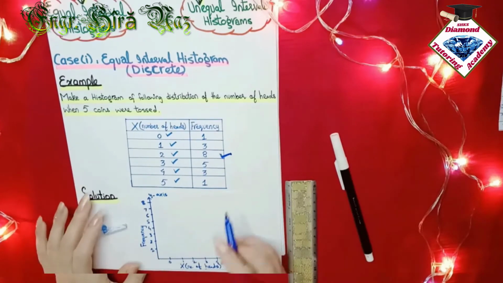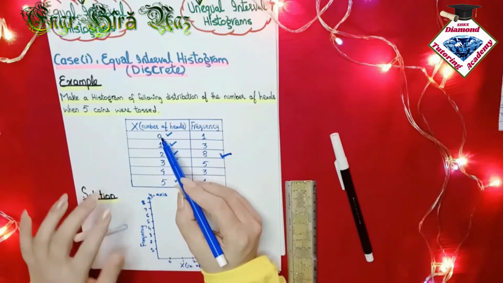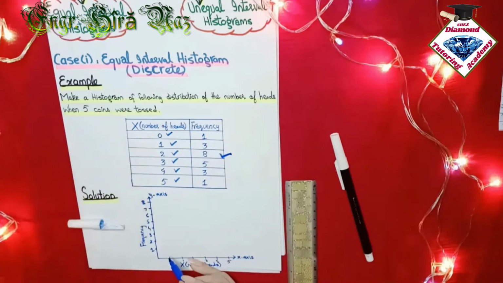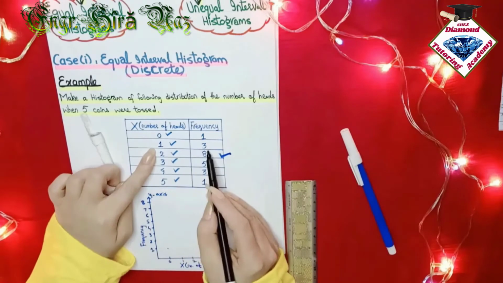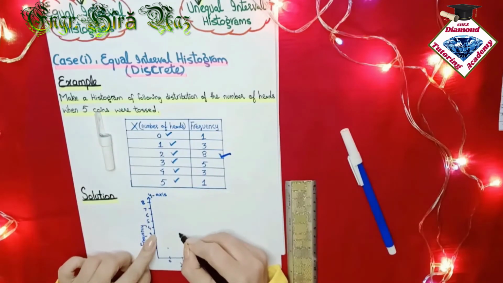Understand? Now look at the table. When the number of heads, or you can say our variable, is 0, our frequency is 1. Mark them with a dot. When our variable is 0, our frequency is 1. So you have to mark here. Now, when our variable is 1, our frequency is 3. So you can mark here.